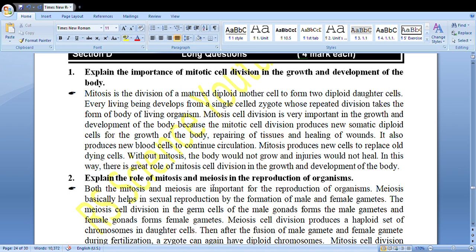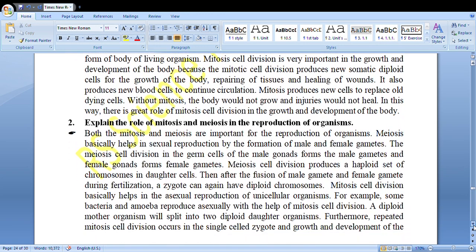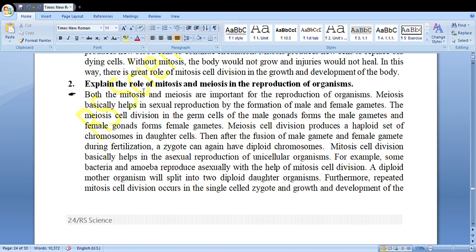Explain the role of mitosis and meiosis in the reproduction of organisms. Actually, both cell divisions are required for the reproduction of organisms. Both mitosis and meiosis are important for reproduction. Meiosis basically helps in sexual reproduction by the formation of male and female gametes. Meiosis cell division in the germ cells of male gonads forms the male gametes, and the female gonads form female gametes. Meiosis produces a haploid set of chromosomes in daughter cells.